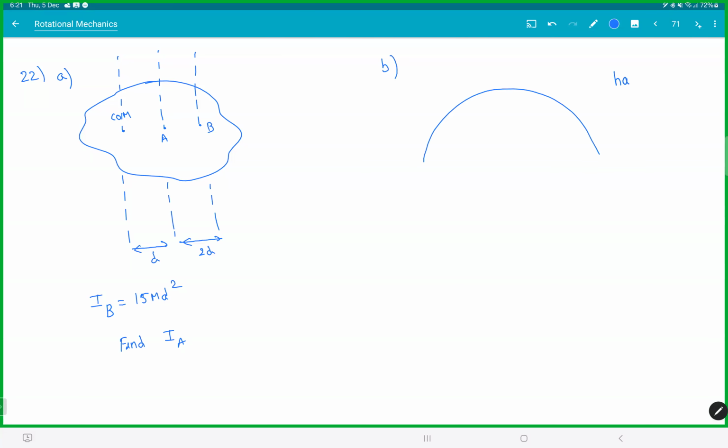We have a half ring, mass m and radius r. It is hinged at the top. So this is an axis into the plane. Find the moment of inertia about A.